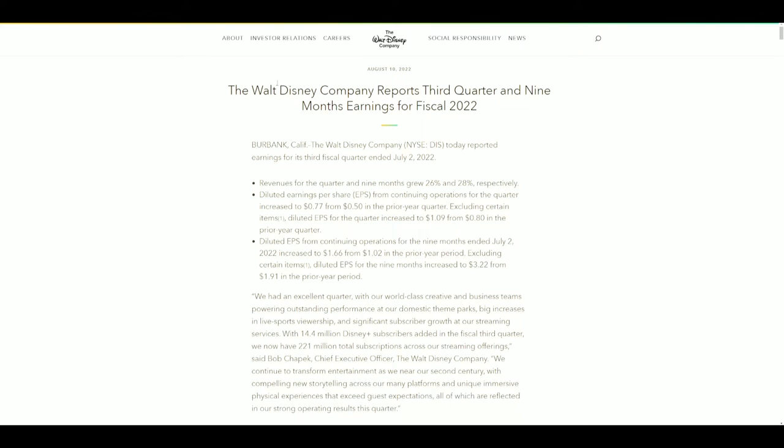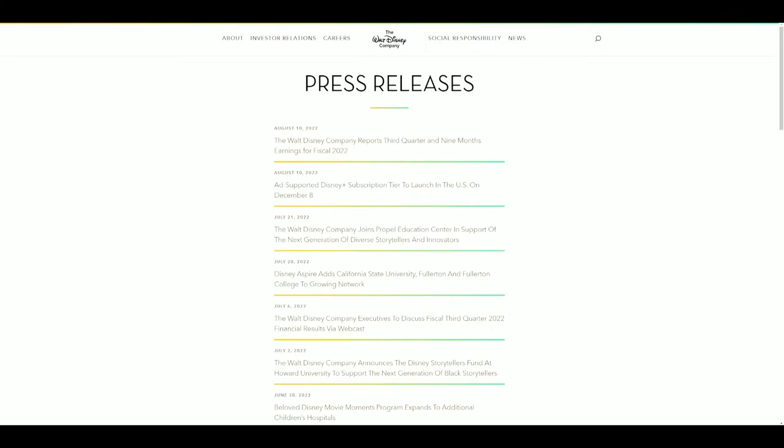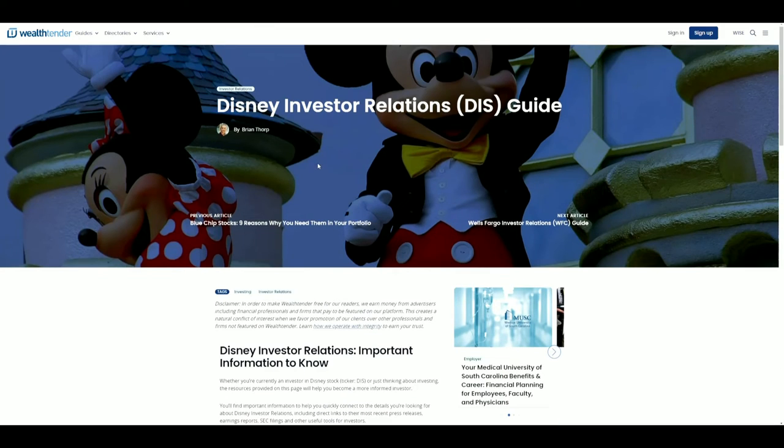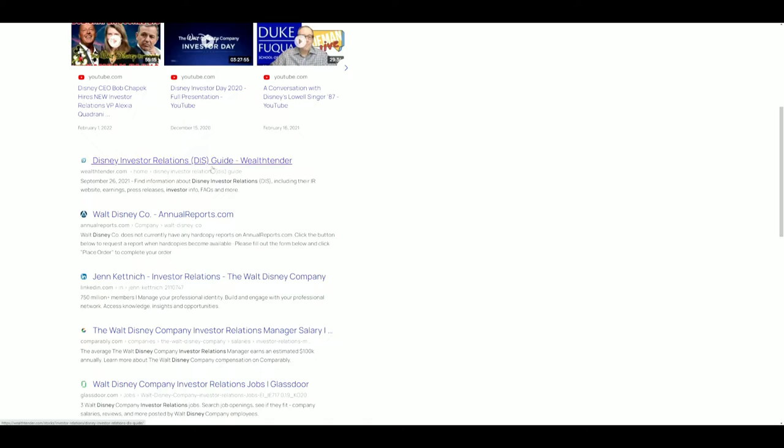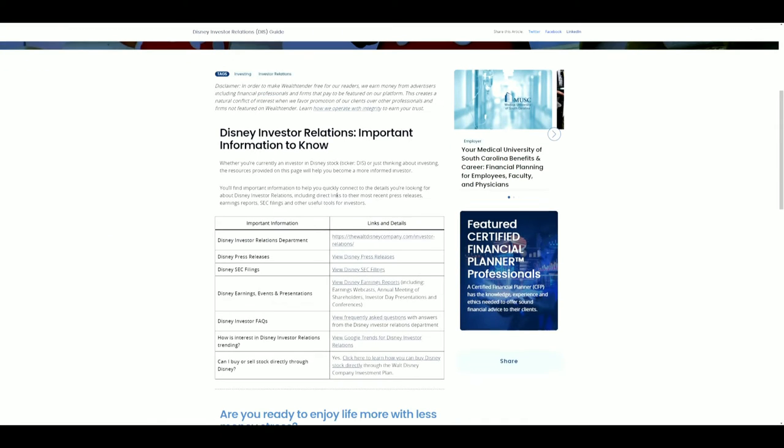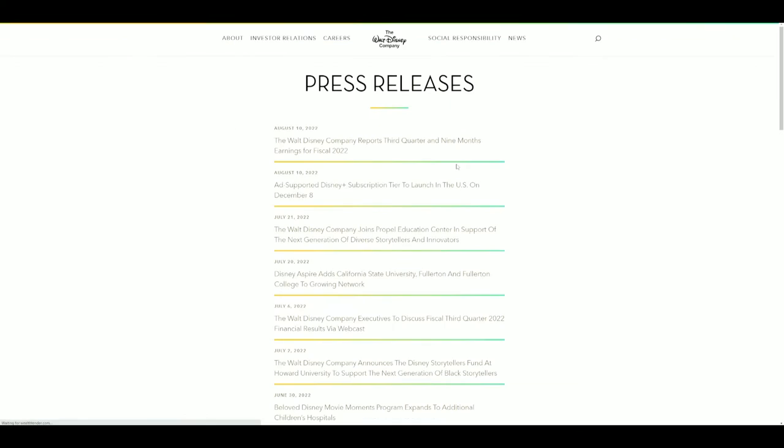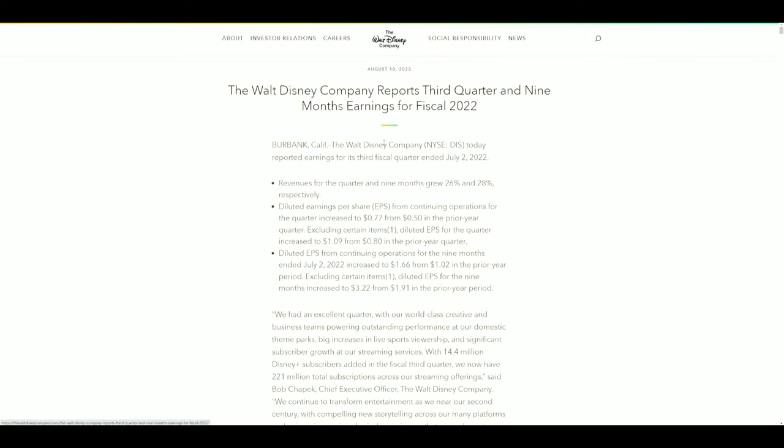So, if you are interested in doing that, I will show you how I got to this page. I simply typed Disney Investor Relations into Google. You'll see that. I clicked it, and I went to Disney Press Releases, clicked on that. The Walt Disney Company reports third quarter and 9 month earnings for fiscal 2022. That is how I got there, if you're interested in knowing that.